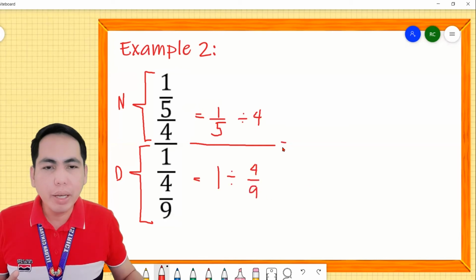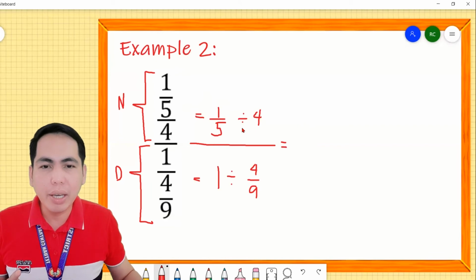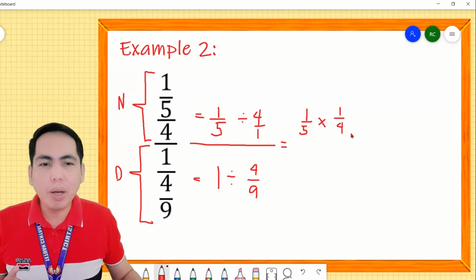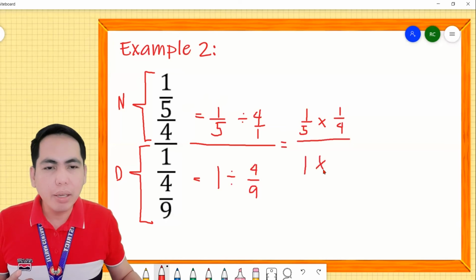Now, following the rules in dividing, we can change our division sign into multiplication symbol and then get the reciprocal of our divisor. Since a whole number is understood to have a denominator of 1, we can write here 1. So, we can rewrite the equation as 1/5 times 1 over 4, since the reciprocal of 4 is 1/4. Then over 1 times the reciprocal of 4/9, which is 9 over 4.